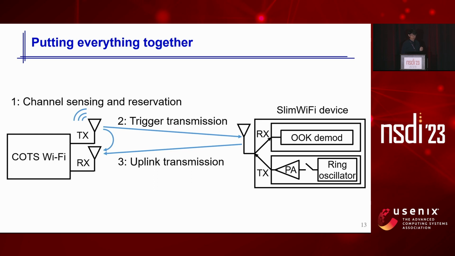Following step 2 immediately, the Wi-Fi device will then initiate the demodulation procedure of its receiver chain, and meanwhile, the SlimWiFi device will send an OOK modulated signal to the Wi-Fi device. And finally, the Wi-Fi device will decode the OOK modulated signal by applying asymmetric demodulation.